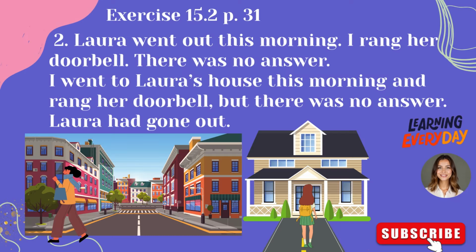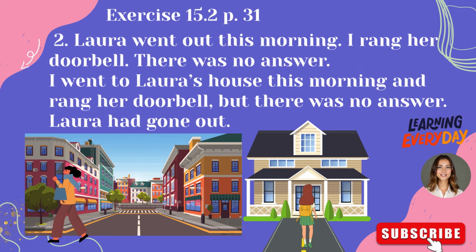The second sentence is Laura went out this morning. I rang her doorbell. There was no answer. The answer is I went to Laura's house this morning and rang her doorbell, but there was no answer. Laura had gone out. Why do we say had gone out and not just Laura went out?